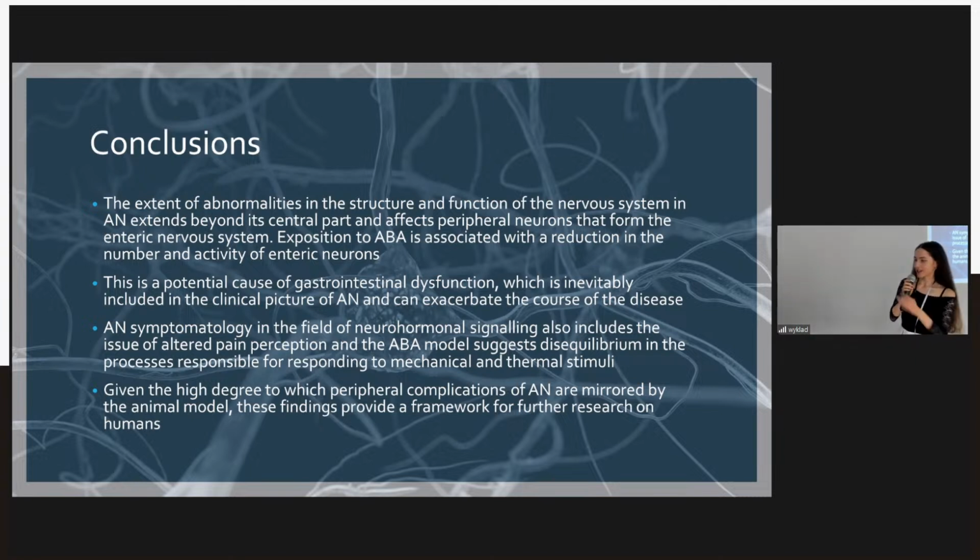I'm finishing. We also studied the pain perception in the anorexia, and the results are very interesting because it shows disequilibrium in the process responsible for responding to either thermal or mechanical stimuli. And our work might indicate a direction for future research in this field, and also a chance to develop new therapies for treating anorexia. Thank you very much for your attention.